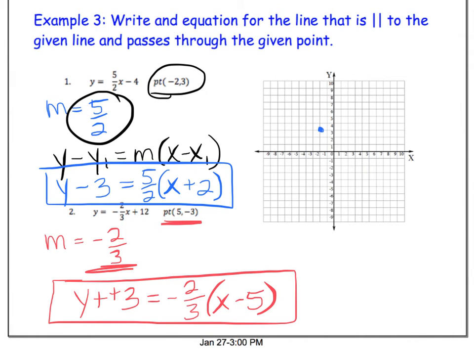If you have any questions about what's going on with the signs there or why the 3 and the 5 are going where they are, you need to ask, because this is not going away and it's a really important skill. So hopefully you've learned something in this video. Our next video will be on perpendicular lines.